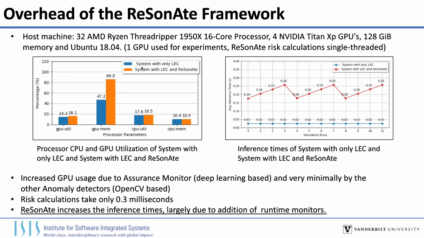Next, some overhead of Resonate. It's relatively minor. It's significant at first when you first look at the numbers, but that's mostly due to the usage of the assurance monitor, which is also deep learning based. The actual risk calculations only take about 0.3 milliseconds. So if you are already using certain runtime monitors, which you likely would be doing for any kind of safety critical system, then adding Resonate risk calculations on top of that does not add much overhead.